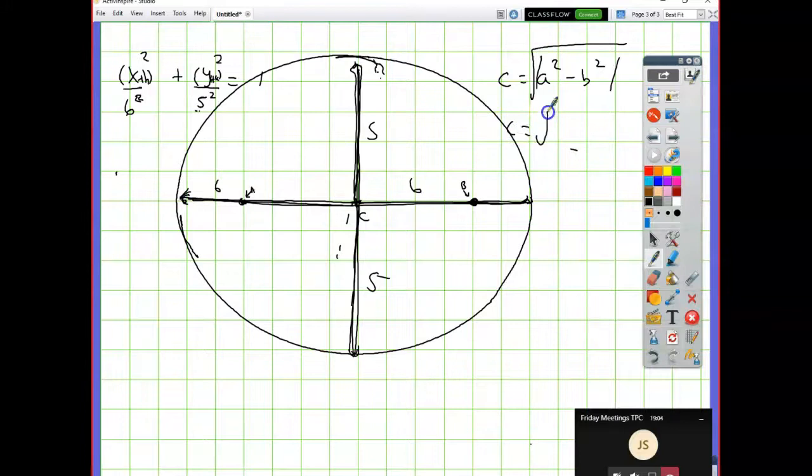C equals, what's A for my problem? 6. I'm glad somebody's following along. Good job. Minus 5 squared. Absolute value. C equals the square root of 36 minus 25, which is 11. The absolute value of 11. We got that it was about 4. That's like 16. We're way off. It should be better than that. Oh well. Usually works better than that, but it didn't work too good today.